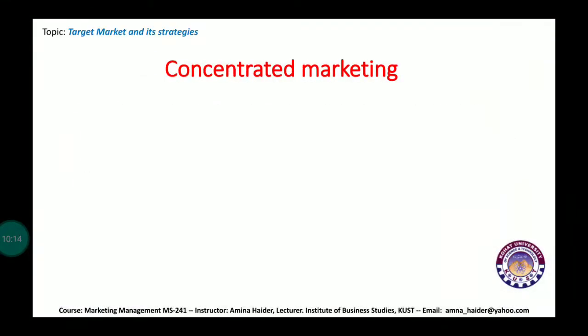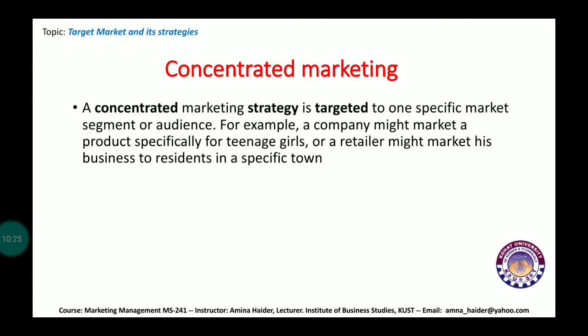The next is concentrated marketing, which is also called focused target marketing. A concentrated marketing strategy is targeted to one specific market segment or audience. For example, a company might market a product specifically for teenage girls, or a retailer might market his business to residents in a specific town.